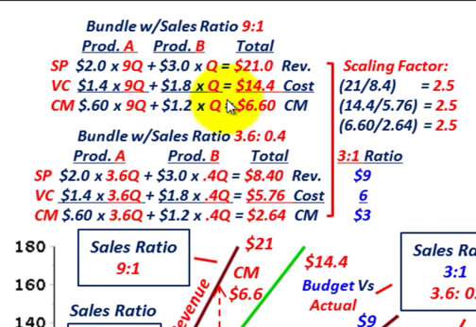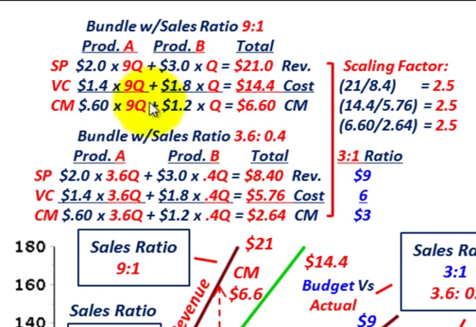And you could do the same thing here for your contribution margins. Your selling price less variable cost gives you your contribution on a per unit basis for A here, times 9, plus 1.2 here for B times quantity 1, and that gives you a $6.60 contribution margin. Simply, you could take the $21 in revenue less the $14.40 in cost. The difference gives you $6.60.